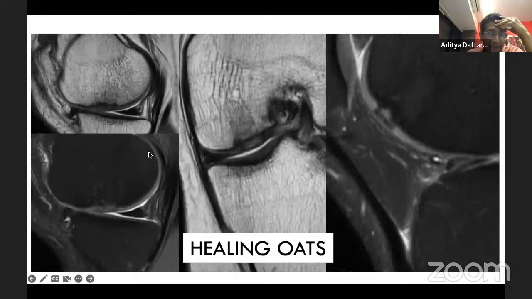Here's an example of somebody who had an Oates procedure. You can see this is the Oates plug over here and over here. And you can see how those plugs have integrated well, and the overlying cartilage has filled the gap. The cartilage is flush to slightly proud, which is exactly what we want it to be. The cartilage signal is slightly different from the adjacent cartilage, but it is what it is. And this is the cartilage harvest site.